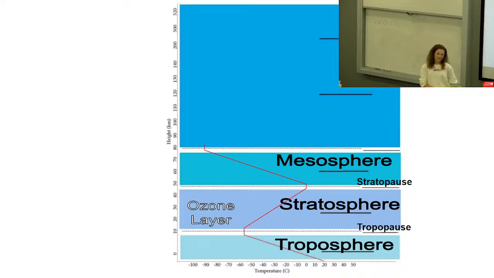The cause of this is because there's not really any oxygen or any of those gases that absorb energy from the sun. So since there's none of those gases absorbing energy, there's nothing to make the temperature warmer. So it really just gets colder and colder all the way down to -90. So that's the coldest that the atmosphere kind of gets.